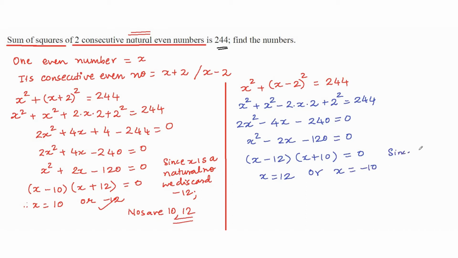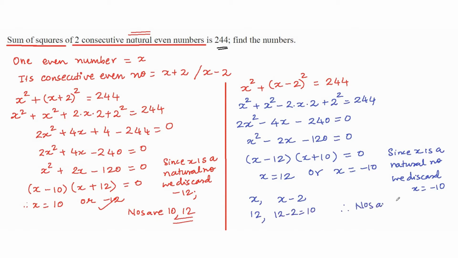Again, since x is a natural number, we discard x equals negative 10. So x equals 12. So the numbers are therefore x and x minus 2, if you remember. So the numbers are 12 and 12 minus 2 is 10. Therefore the numbers are 12 and 10.